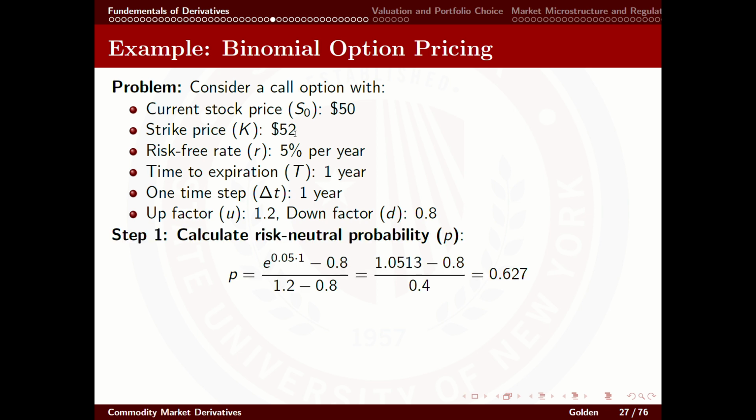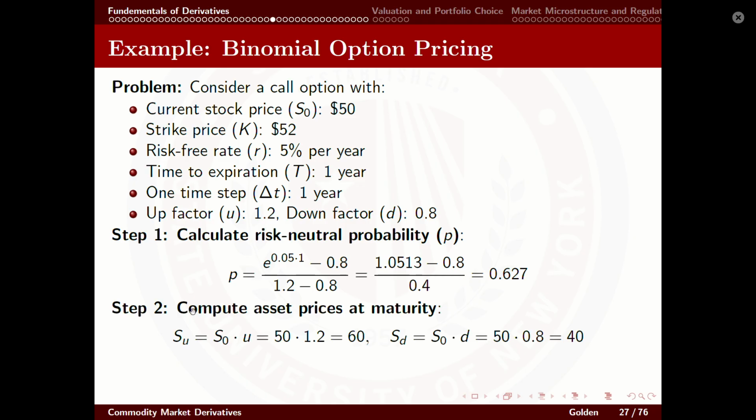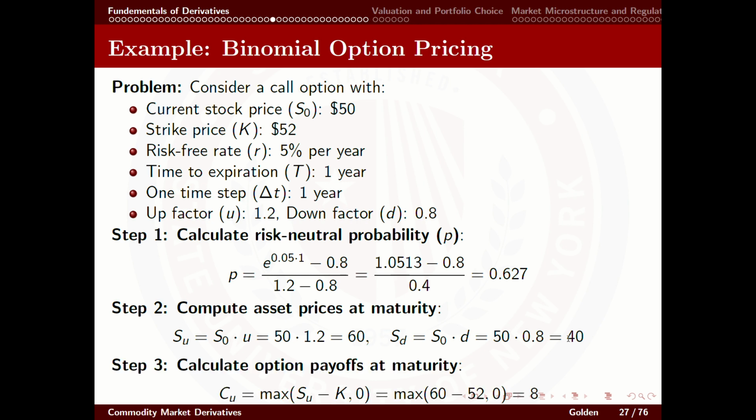So the risk-neutral probability is calculated this way: e to the 0.05, the risk-free rate, minus the down factor, divided by the up factor minus the down factor. The down factor is how much less it's worth if it goes down. The up factor is how much more it's worth if it goes up. So the risk-neutral probability ends up being 0.627. And then you compute the asset price at maturity.